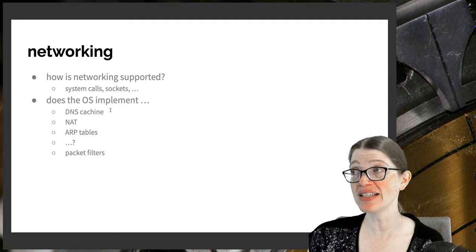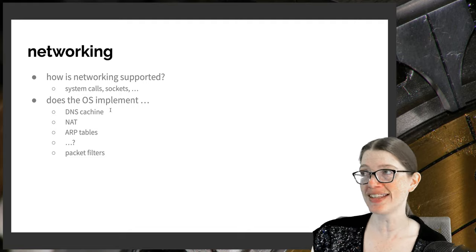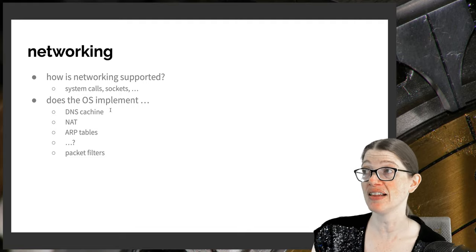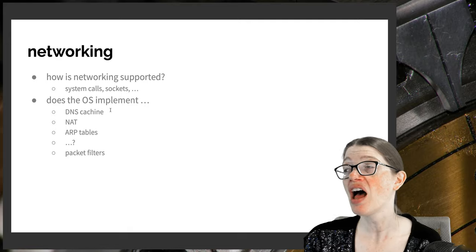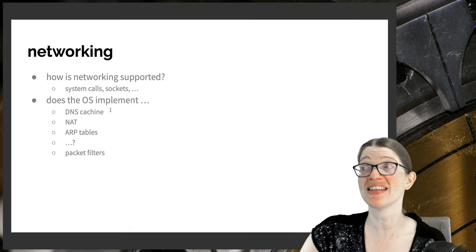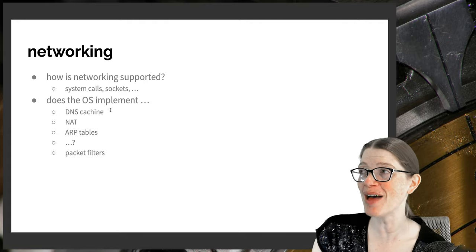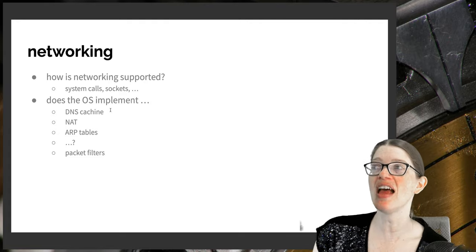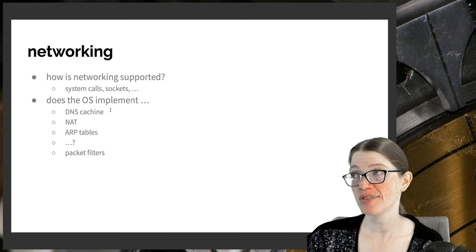Now, some operating systems could actually include in the kernel a DNS cache, so that instead of having to go to your ISP's DNS cache, which is like leaving your house and asking some tech savvy person, hey, what's the IP address for Amazon.com? The things you commonly go to could be cached in your computer, which is a good idea.